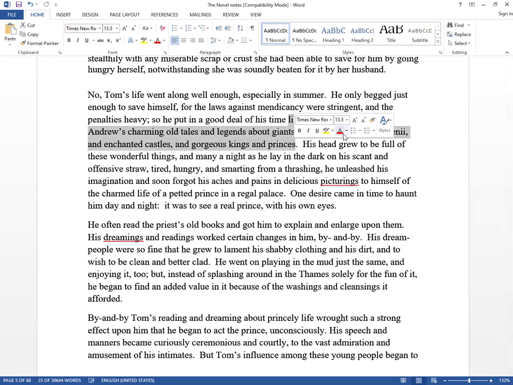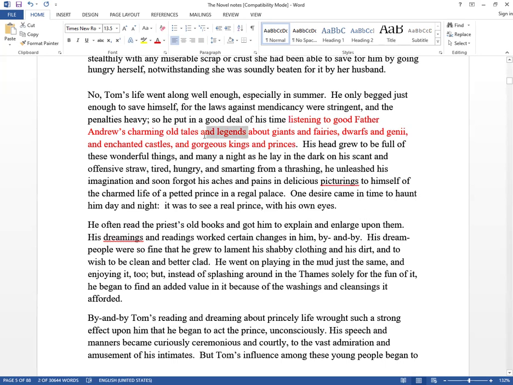Underline. This is what Tom does in his leisure time. Tom does not have a smartphone. His smartphone is Father Andrew. He goes to Father Andrew to listen to old tales, old stories.